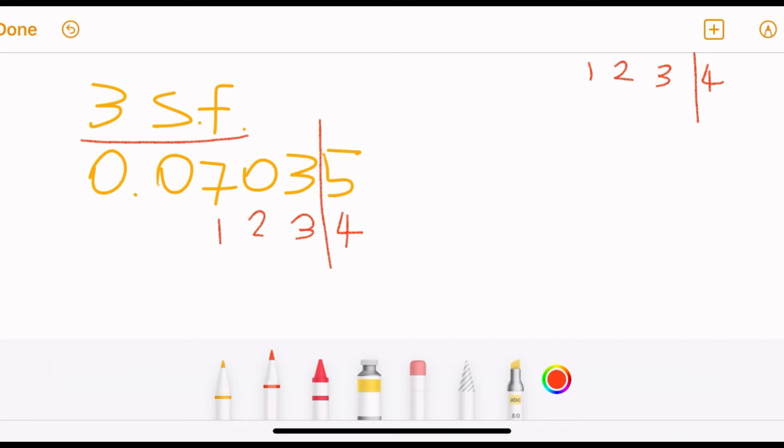Now, this 5 is equal to 5, the number right after the red line. So are we going to round up or round down? Well, if the next number is greater than or equal to 5, we're going to round up. So in this case, we're rounding up. 3 plus 1 is 4. So our final answer would be 0.0704. And we're done with significant figures.